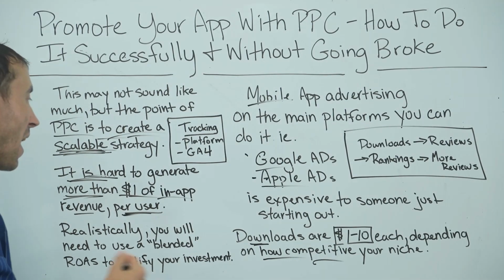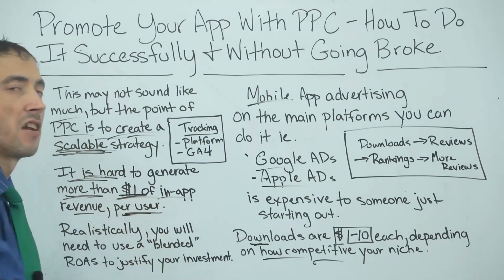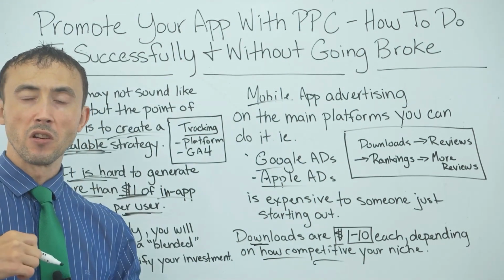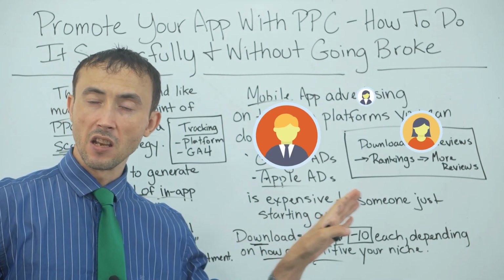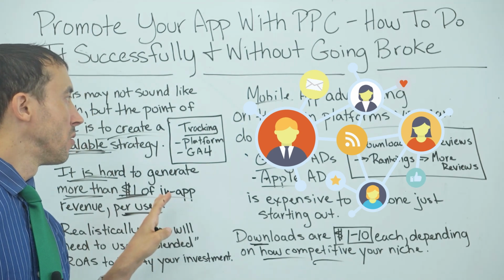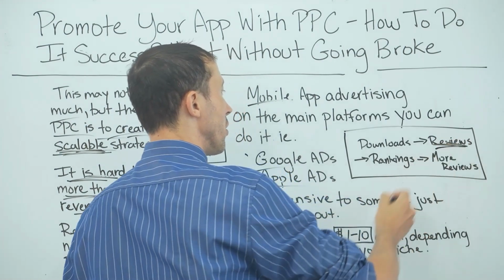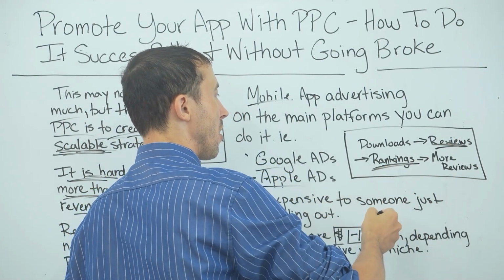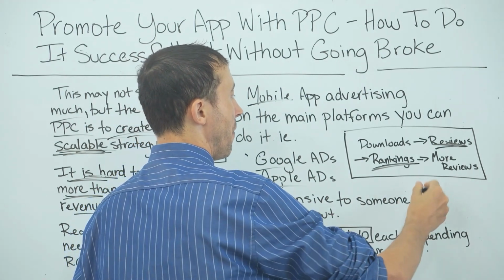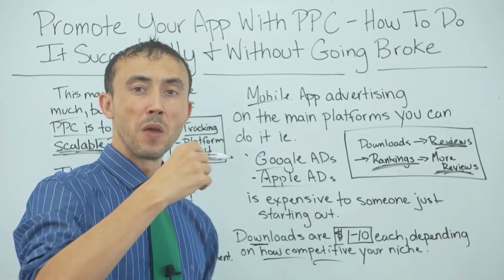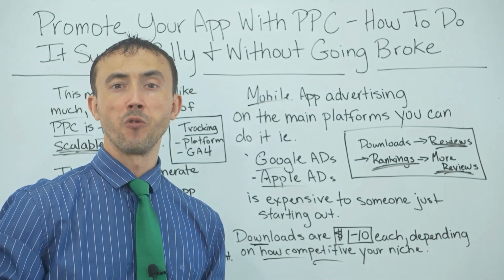So that said, okay, because it's so damn hard to get $1 of in-app revenue from a user, what you're typically going to do, unless you're really good at getting engagement through your app, is you're going to have to pay for your downloads. Those downloads are going to generate reviews. Those reviews are going to increase your rankings on the Google Play Store and the Apple App Store. And then those rankings are going to generate people who leave even more reviews, which then increase your rankings even more, and it creates a flywheel effect.